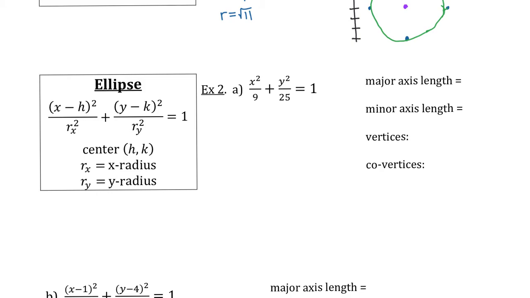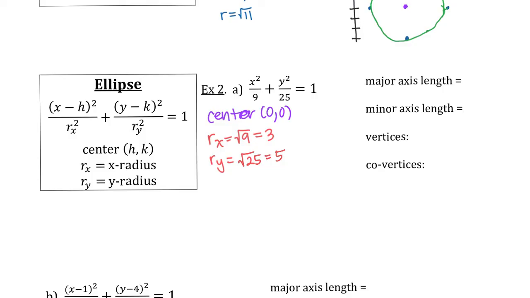So for example, 2a, it's x squared over 9 plus y squared over 25. So in this case, the center will be (0, 0). Below the x term is the x radius squared, which means the x radius should be the square root of 9, which is 3. The y radius is squared underneath the y term, under here. So the y radius is going to be square root of 25, which is 5.